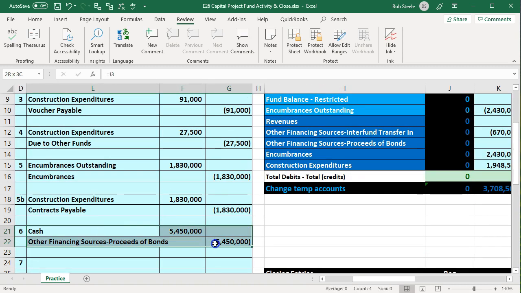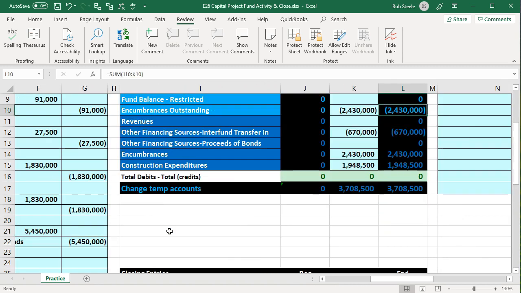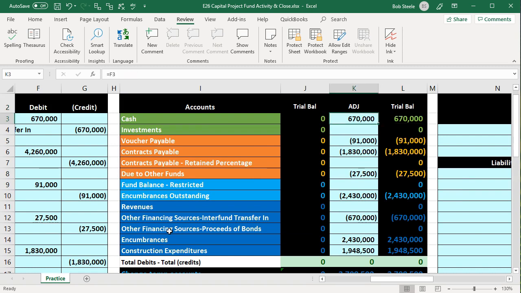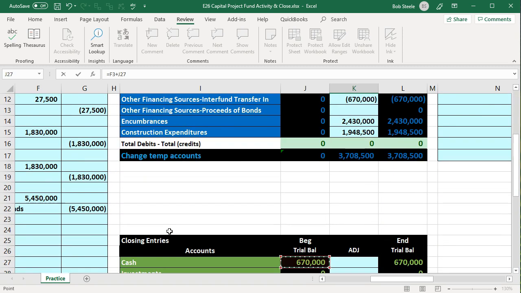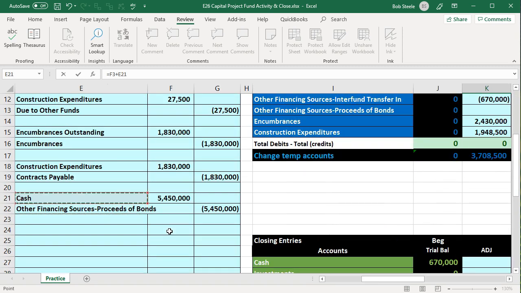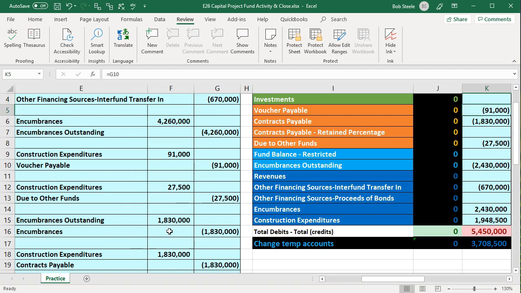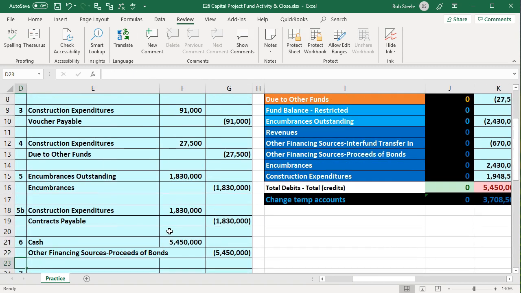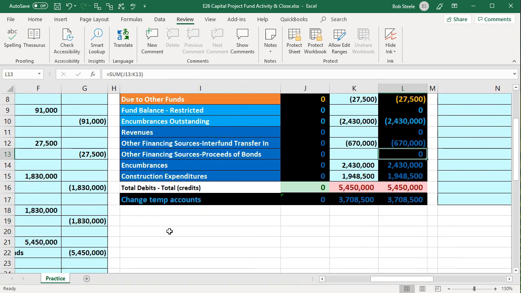Let's post this one out now, starting off with the cash. Scrolling up top, let's go up to the cash item. We are in K3. I'm going to do this with the keyboard again. We're going to say F2 plus F2. Scroll down, and we're going to pick up that debit amount in cash. The other side, going to other financing sources, proceeds of bonds. So here's the other financing sources, proceeds of bonds. We are in K13, where we say equals.